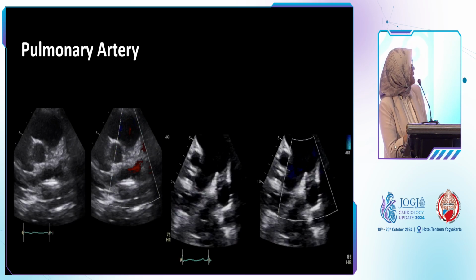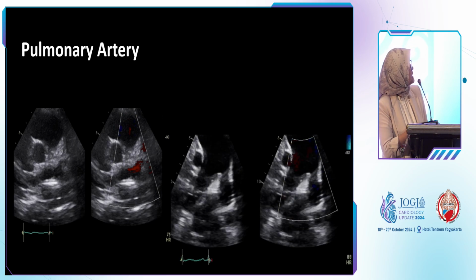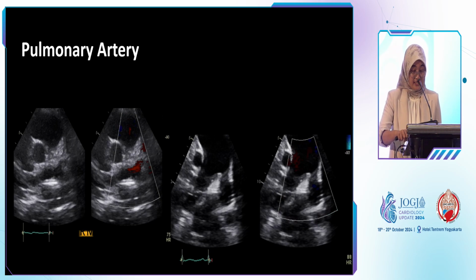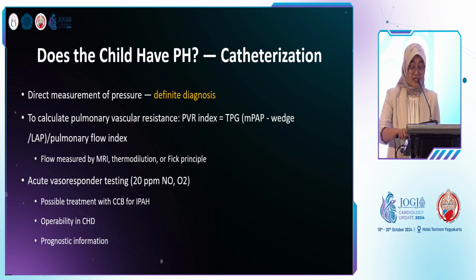In the normal one, you can see that the pulmonary valve is quite normal in size, but in pulmonary hypertension, the size is dilated with pulmonary regurgitation. So this kind of finding can be used to detect pulmonary hypertension early.